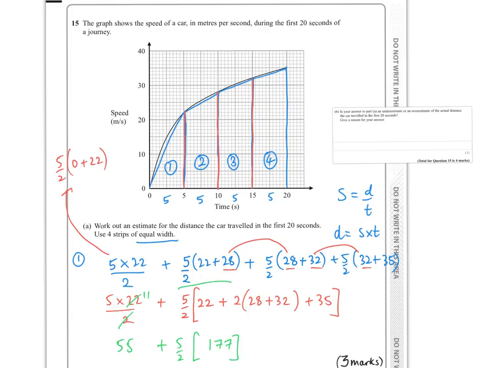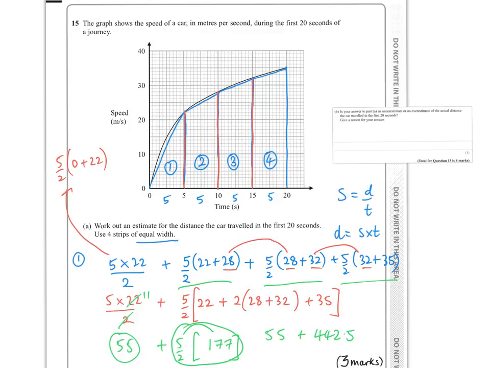Of course, if you want to do each in turn, that's fine also. And so I'm going to have to do 177 times 5 over 2. So times by 5, divide by 2. So that gives me 442.5 for this part. And then I've just got to add 55 to it.